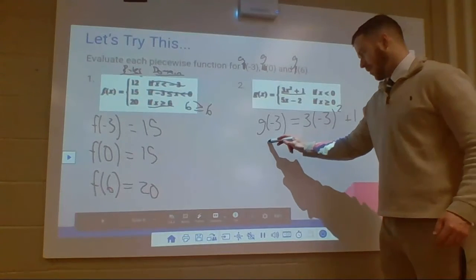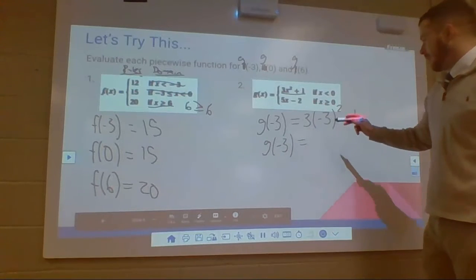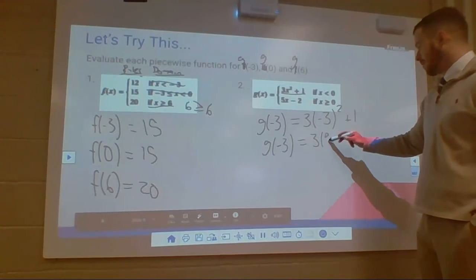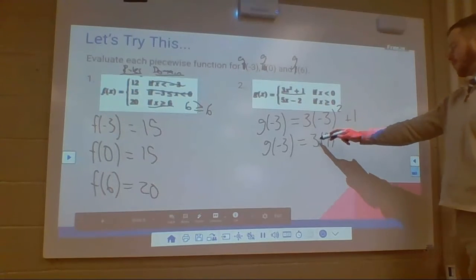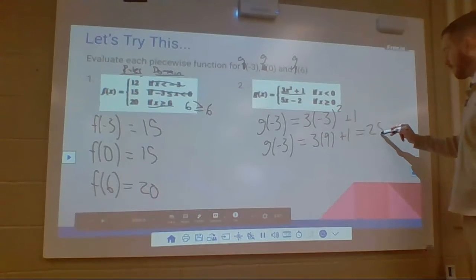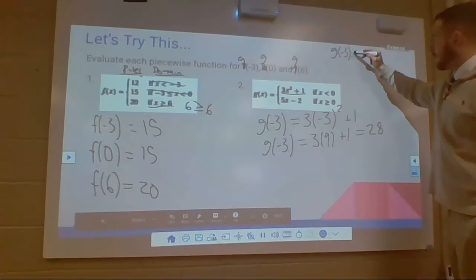Well, let's evaluate that. g of -3 equals 3 times -3 squared is 9. -3 times -3 is 9. And then plus 1. So 3 times 9 is 27. 27 plus 1 equals 28. So I'm writing this up here. g of -3 equals 28.